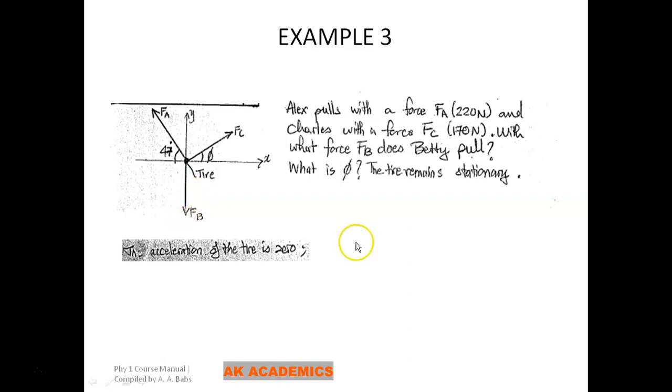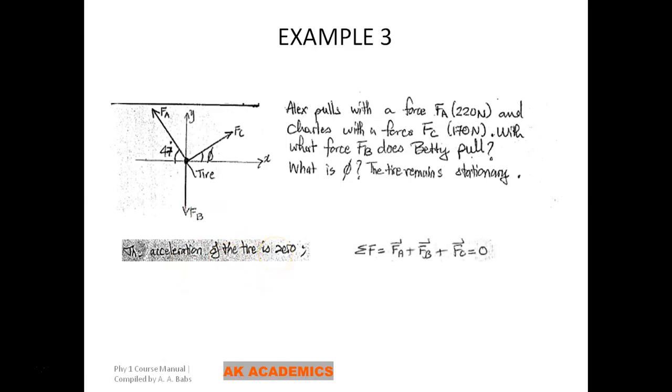Alright, the first thing you want to note is that the acceleration of the tire will be zero because the question tells us that the tire remains stationary. If you try to imagine this question, if the tire is stationary, it simply means there is a kind of balance. The force with which FA is pulling and the force with which FC is pulling, in addition with the force with which FB is pulling, creates a balance for the tire. So the tire is not moving, it's stationary. And when we have that kind of a situation, we say our acceleration is zero because the tire is not moving.